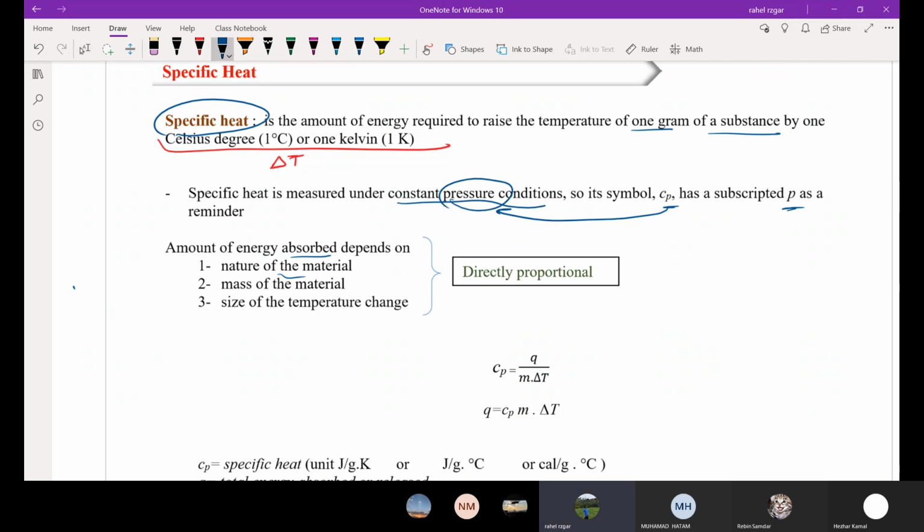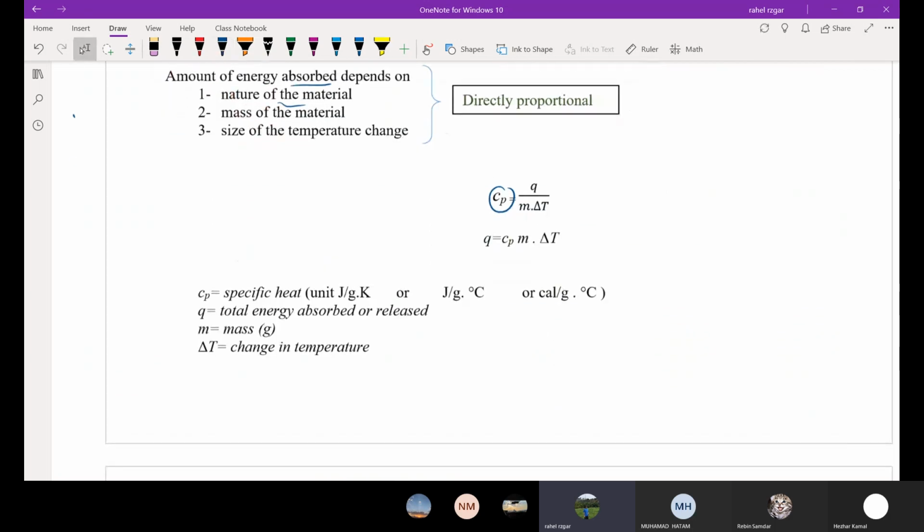What is CP? If you say CP, write CP is Q over M times delta T. Let's see what is Q. CP is specific heat, we know that. And these are the units of specific heat: joule per gram K, or joule per gram C, or calorie per gram C. This is important. So getting that.